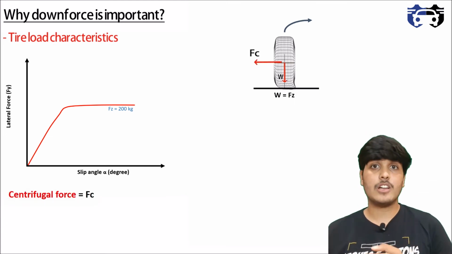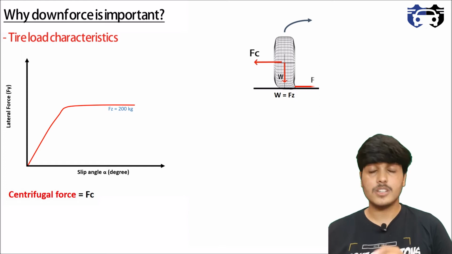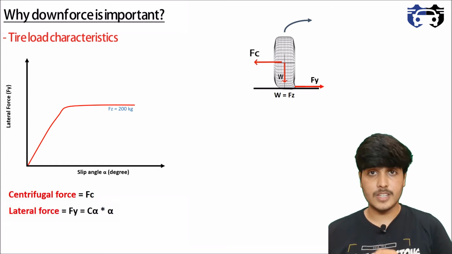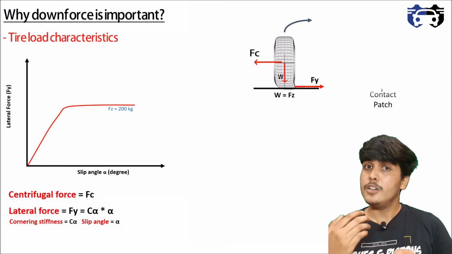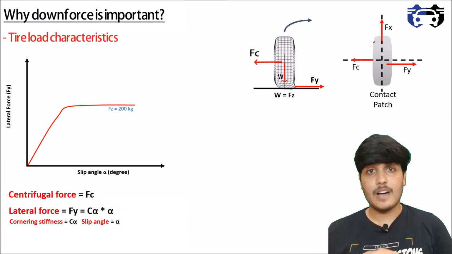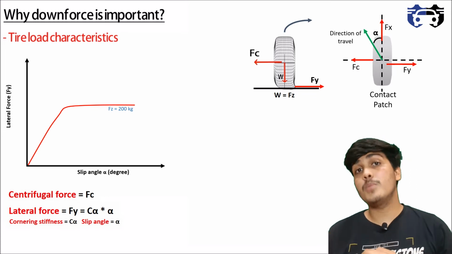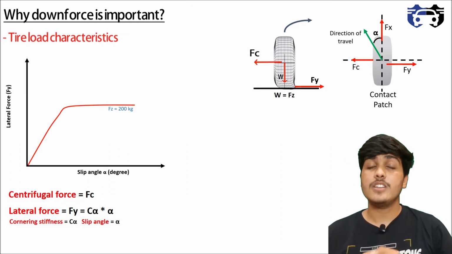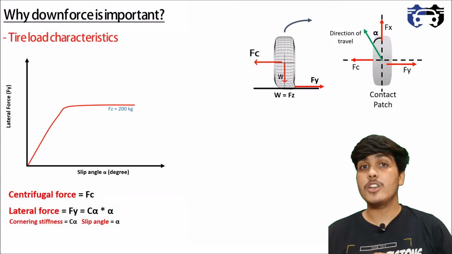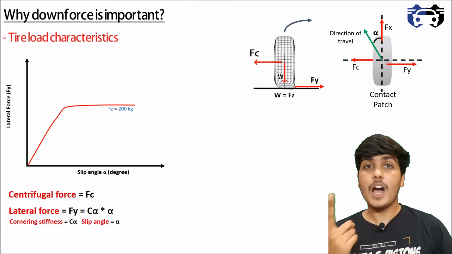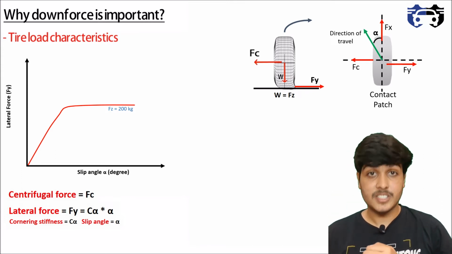And due to this centrifugal force, the tire will experience a lateral force which is given by Fy equals C alpha multiplied by alpha. Due to this centrifugal force, the tire will have some slip angle, and this will be the direction of travel. If you don't know much about slip angle, lateral force generation, direction of travel, you can check my video on slip angle and lateral force from the I button above or from the link in the description box.